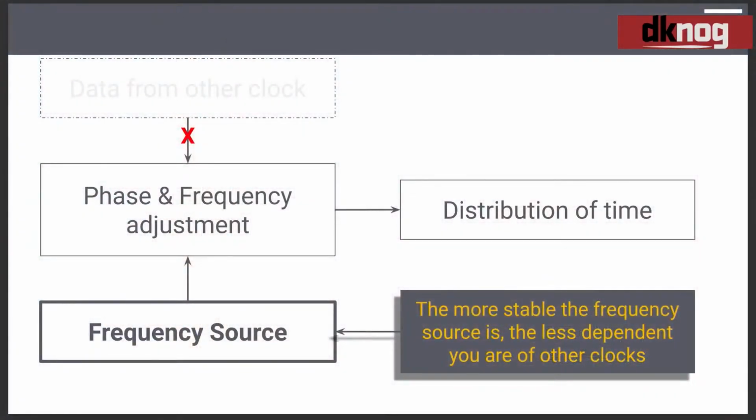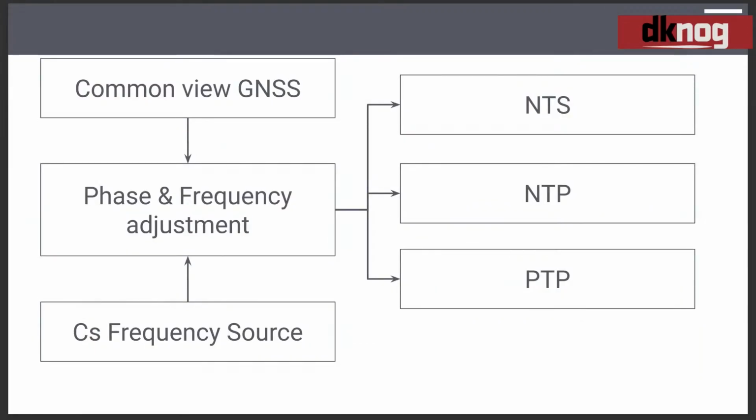So if you're nervous about disturbances or jamming of a GPS signal because you use GPS receivers, buy a better frequency source. And how good should the frequency source be then? Well, it depends on your appetite for what phase error you can ultimately accept in your application. So what we do is use this common view GNSS.